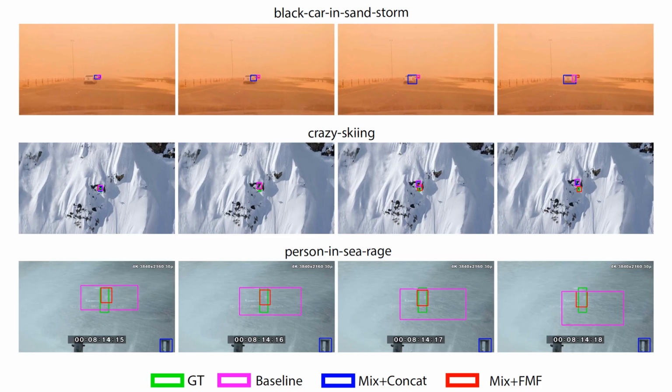By just adding this simple filtration mechanism, we can observe the improvement qualitatively in the figure. GT describes the ground truth, baseline describes the generic Siamese tracking framework, mix plus concat describes no attention, and mix plus FMF describes addition of our FMF block. The filtration illustrates the tracker's ability to form compact bounding boxes around the object in adverse visibility conditions.